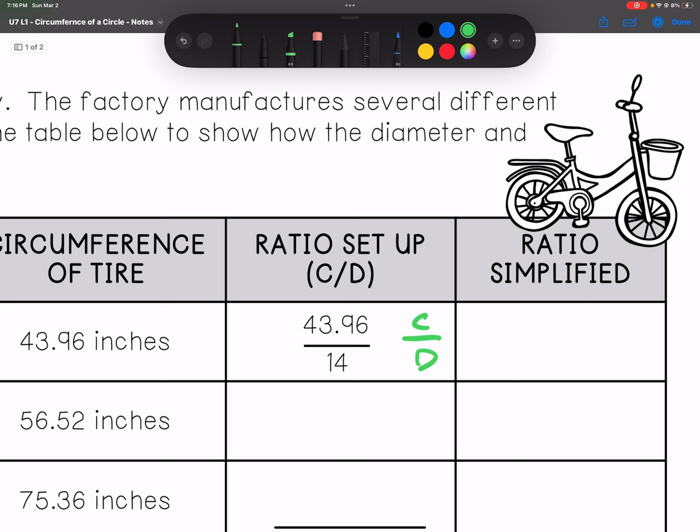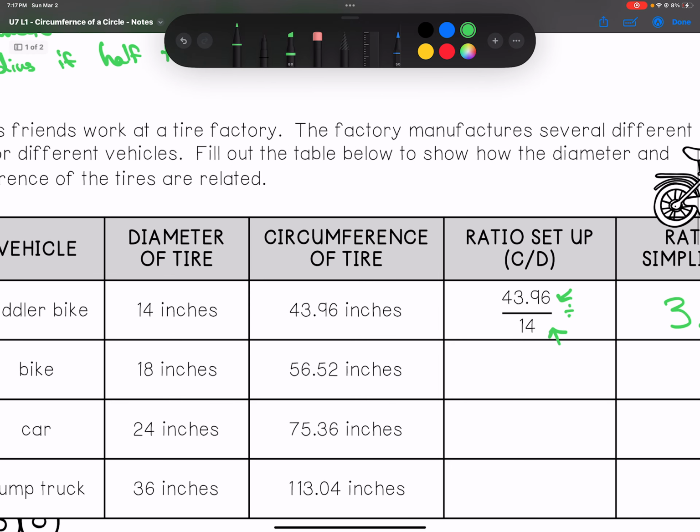Go in your calculator and enter 43 divided by 14, or 43.96, excuse me. I'm going to do the same on my handy dandy calculator. 43.96 divided by 14 gives me 3.14. That looks like a number I know. Alert, alert.